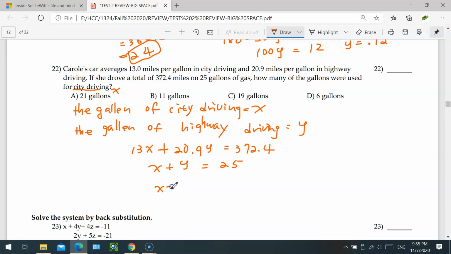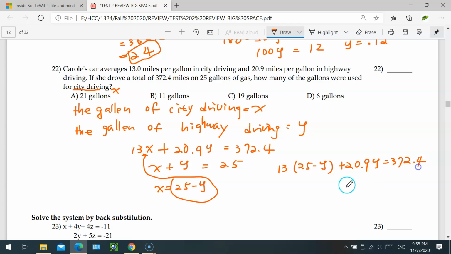I'm going to let x equal 25 minus y. Now we substitute this into the x here. So we'll have 13 times (25 minus y) plus 20.9y is equal to 372.4. Let me get my calculator. So I have 13 times 25, so it's 325, minus 13y plus 20.9y is equal to 372.4.